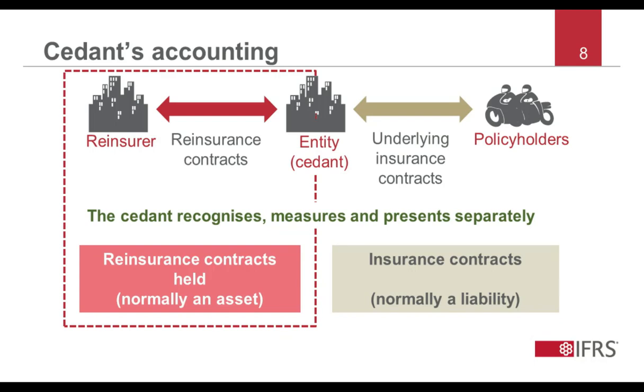This webinar focuses on how the cedant accounts for reinsurance contracts held. The cedant recognizes, measures, and presents separately reinsurance contracts held from the underlying insurance contracts. Reinsurance contracts held are normally assets, whereas the underlying insurance contracts are normally liabilities.